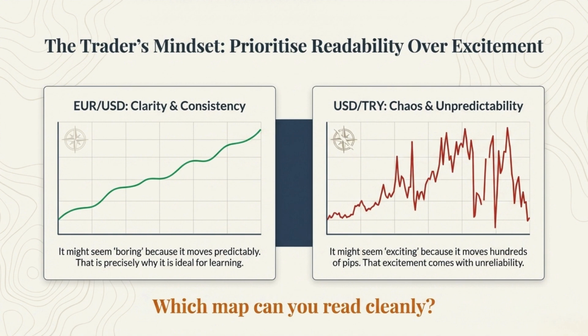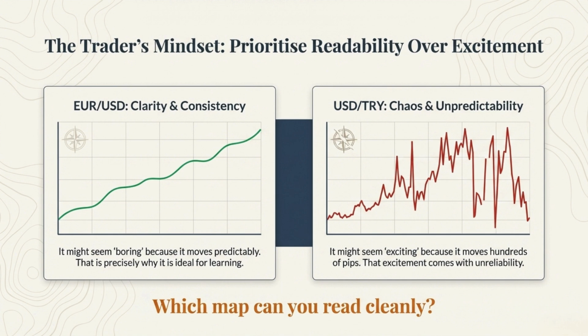That's the paradox you have to internalize. USD seems boring to a lot of people precisely because it moves slowly and predictably. It respects the analysis, you can trust your execution. That predictability is exactly why it is the perfect learning environment. The moment a beginner gets drawn to USD-TRY because it can move 300 pips in a day, they're setting themselves up for failure. That excitement is unreliable, it's expensive to trade, and that high volatility combined with slippage is what destroys small accounts.